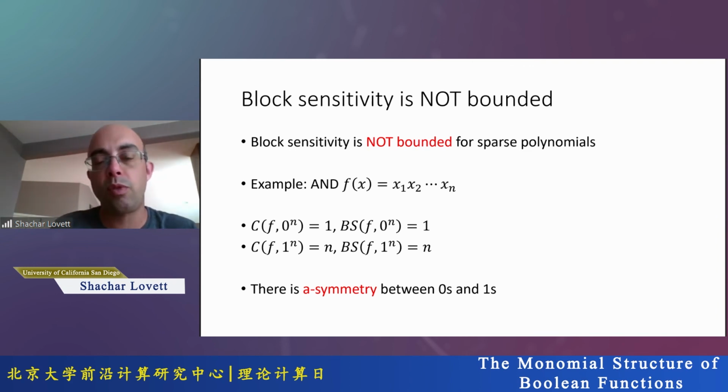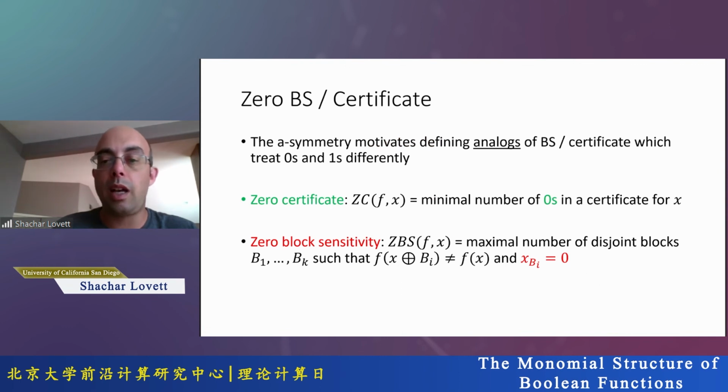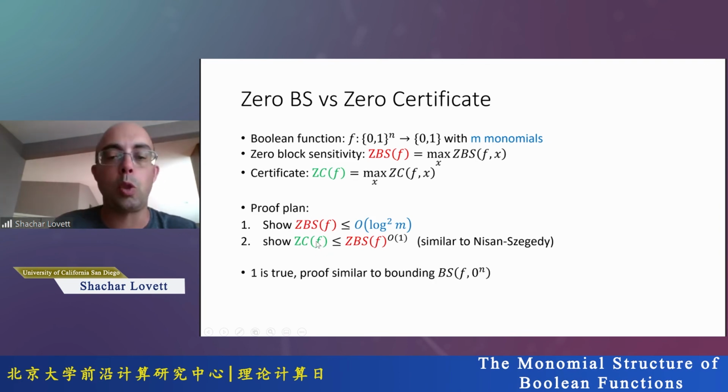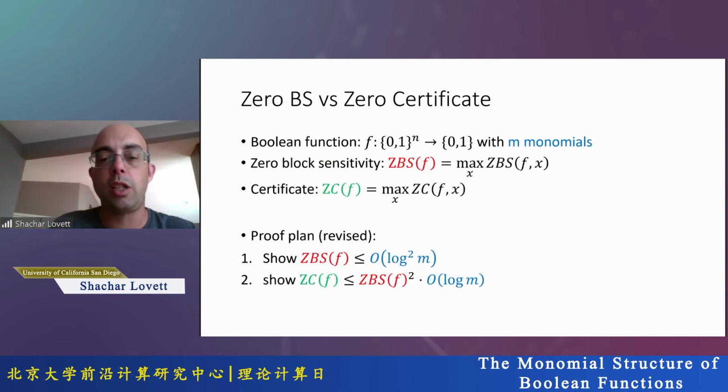So again, skipping through details, we define some asymmetric versions of certificates and block sensitivity. And really what we would like to prove is the following. We want to show that the zero version of block sensitivity is small, which you can prove with classical techniques, and then we would like to prove something similar for certificates. If this is small on all inputs and this one is small on all inputs, this we don't know how to prove, but we can prove under some additional assumption that the function is sparse, which we happen to have. I'm really speeding through it because there are many technical details here that I don't have the time to cover.